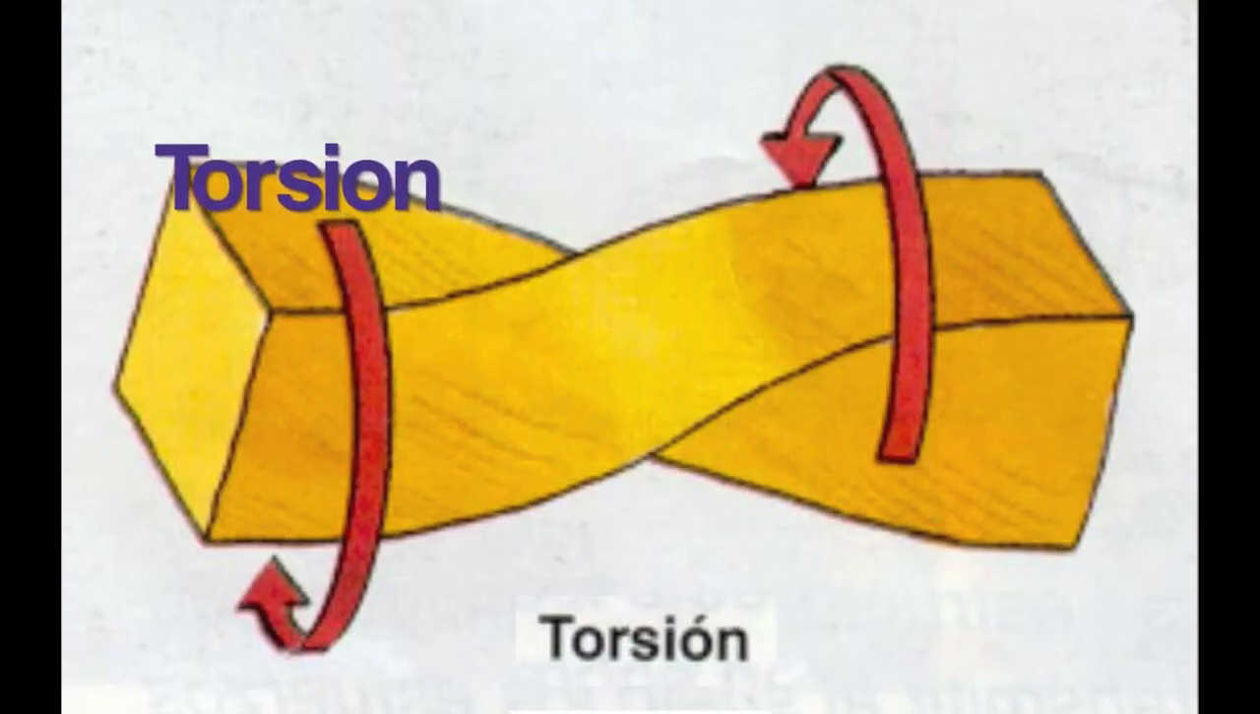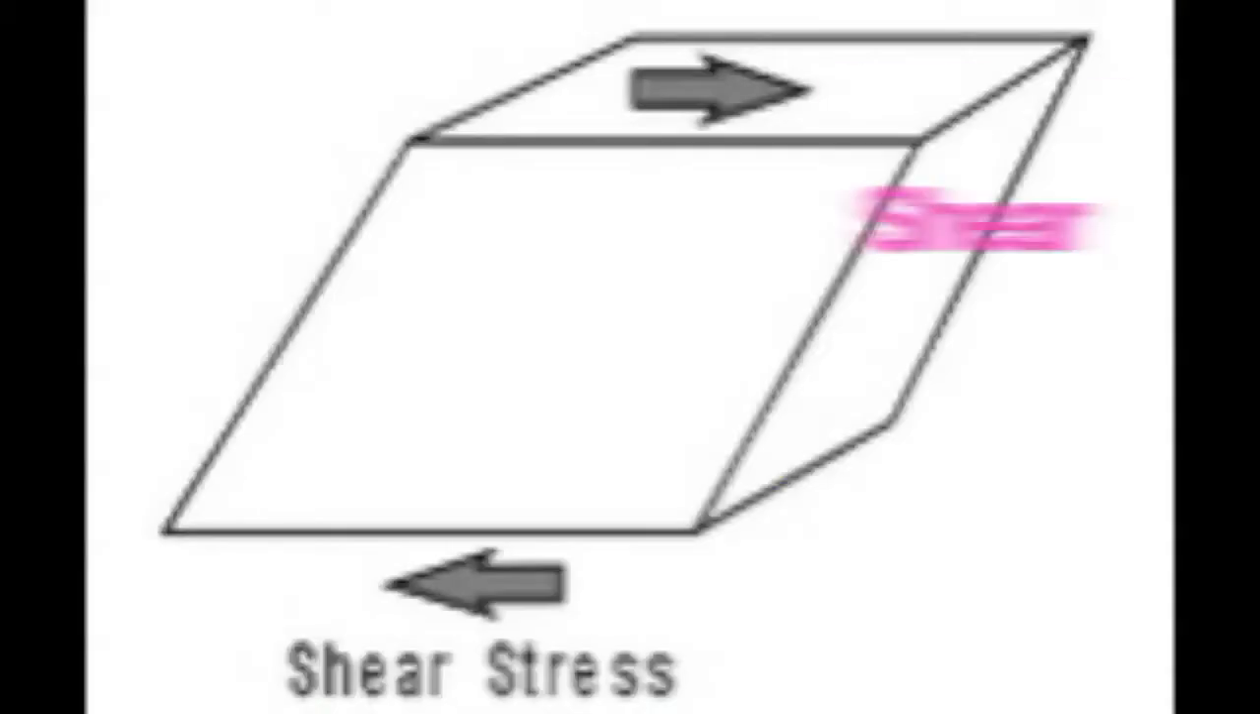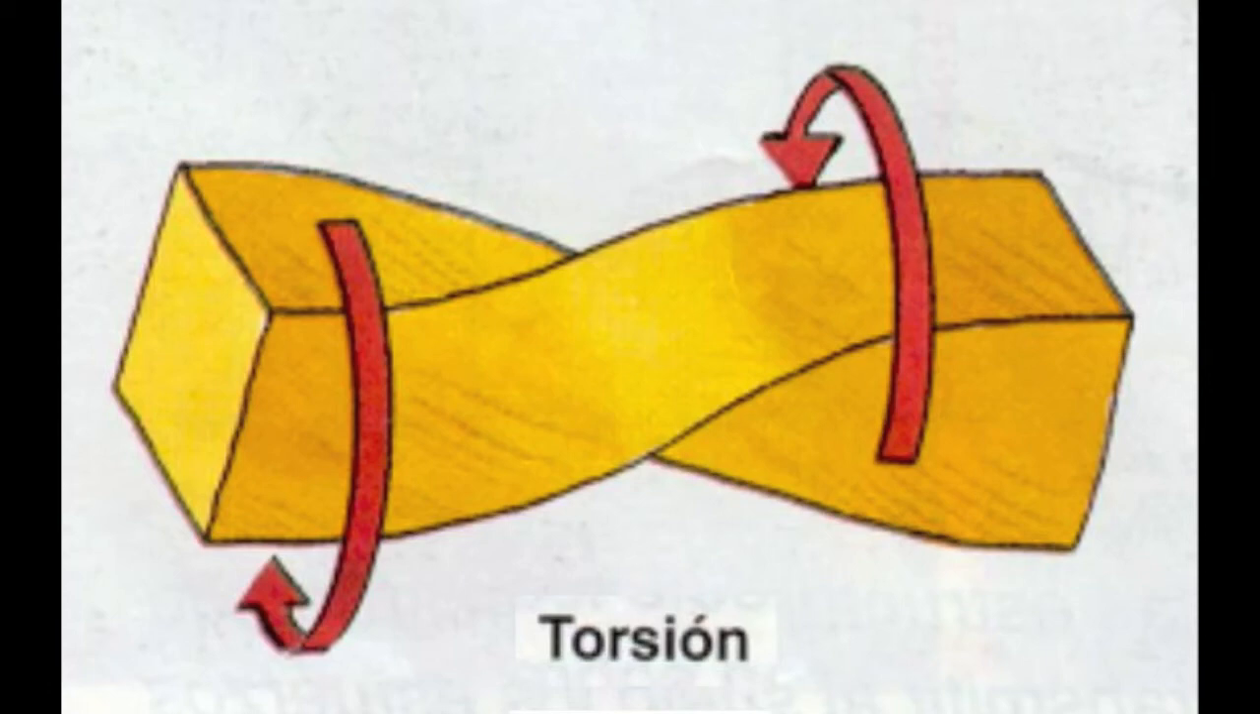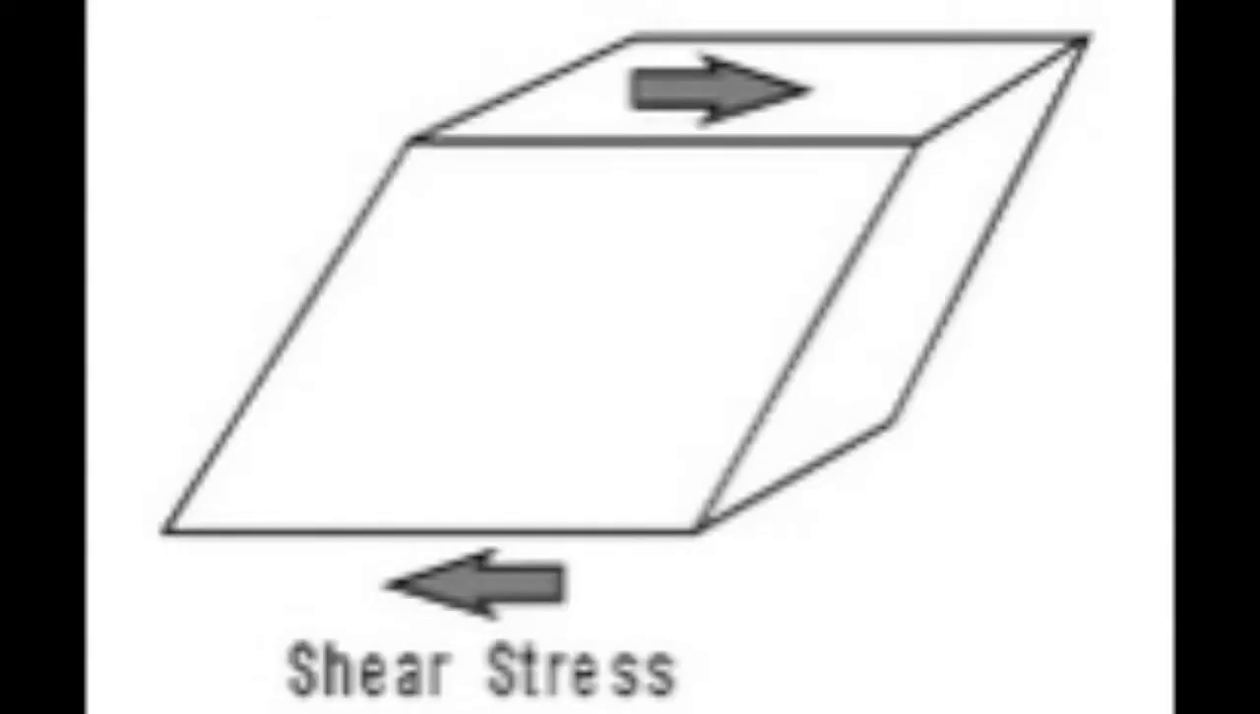Two other forces that act upon the bridge are torsion and shear. Torsion is when the opposite sides twist in opposite directions, kind of like an Indian burn. Shear force is when the top and bottom are being pushed in opposite directions.